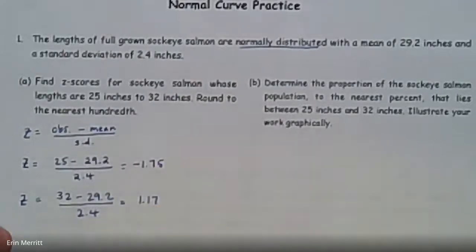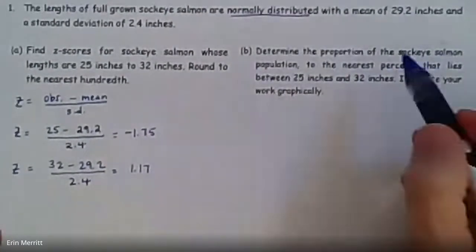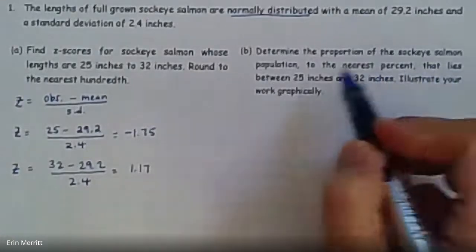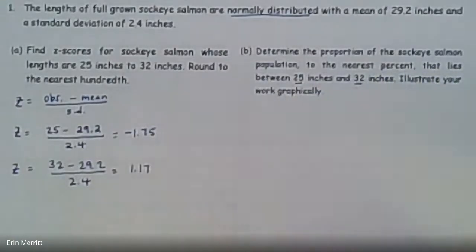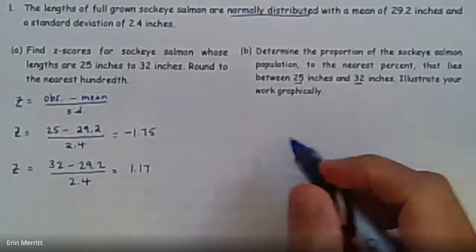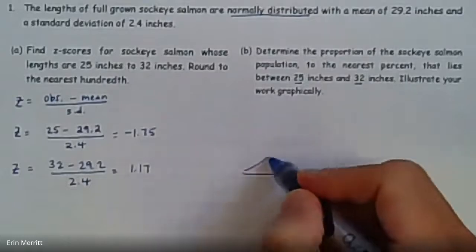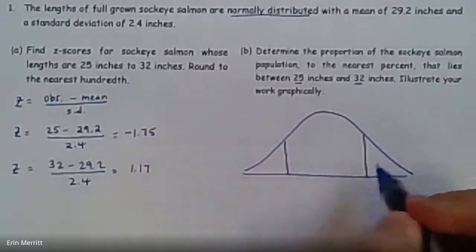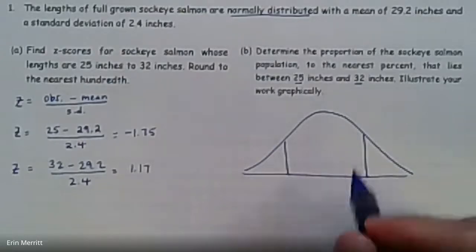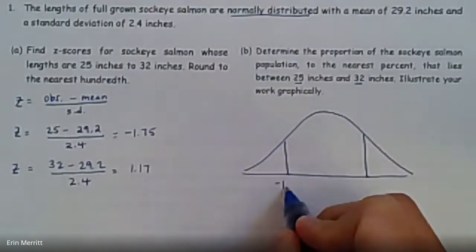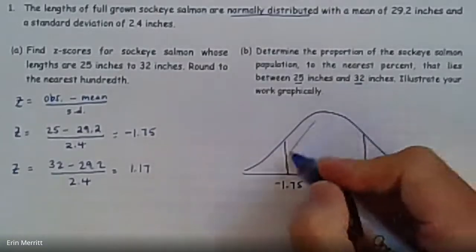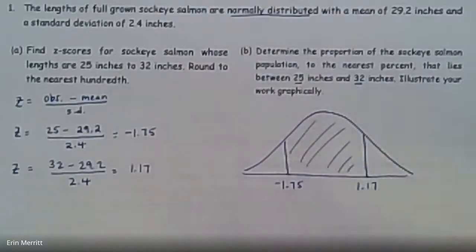When it says determine the proportion of the sockeye salmon population to the nearest percent that lies between these two, if it says determine the probability, determine the proportion, determine the percentage, any one of those, you're talking about calculating the percent between those two values under the normal curve. So here's the negative 1.75. Here's the positive 1.17. We want all that stuff in between here.